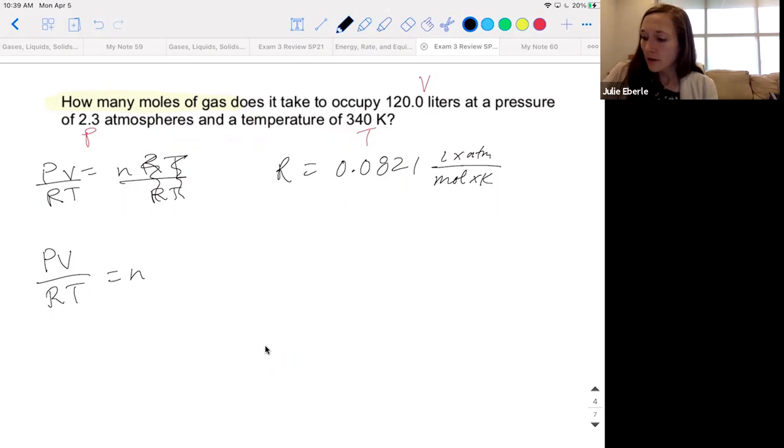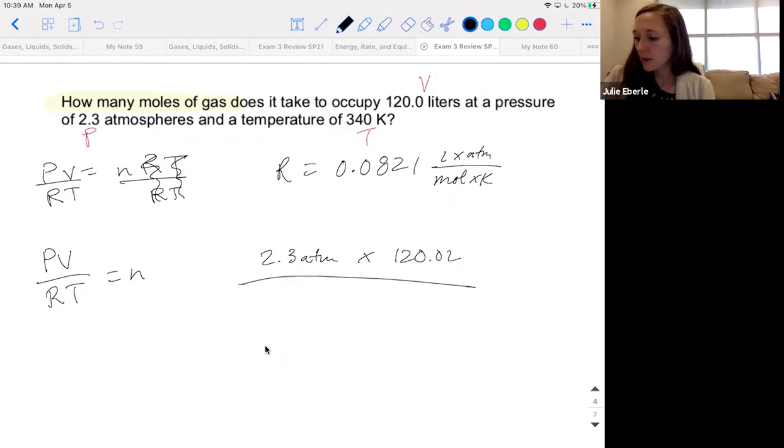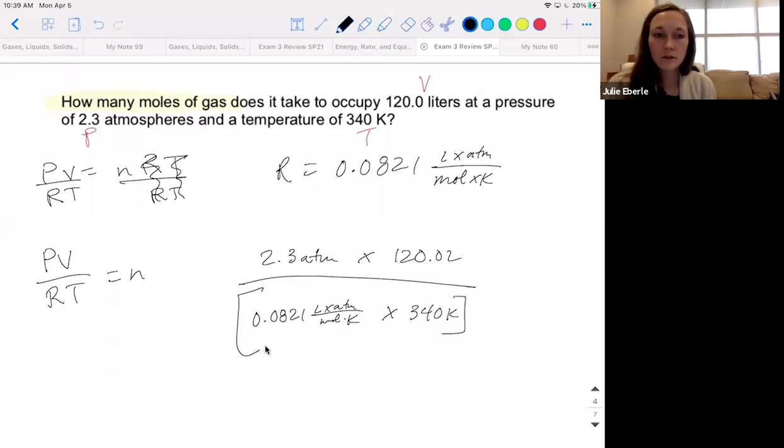So we've got 2.3 atm, that's the pressure, times the volume, which is 120 liters. On the bottom, we're going to plug in R. I like to put this all in brackets. And then that's times the temperature. All of that equals n, number of moles.